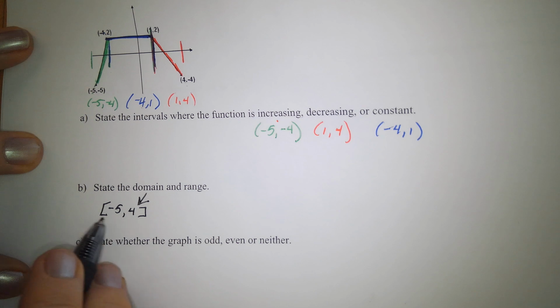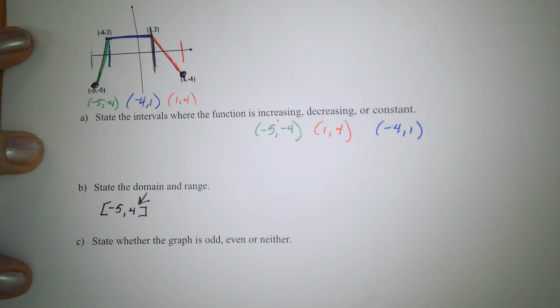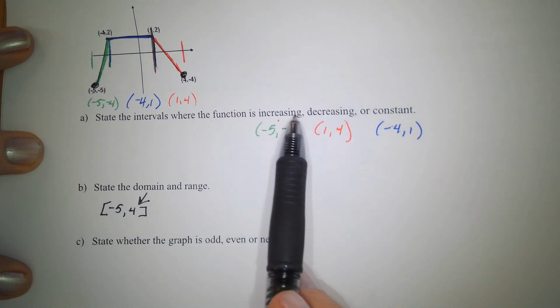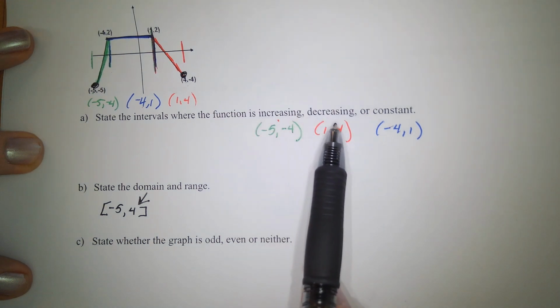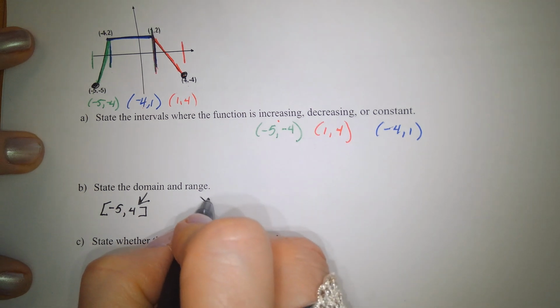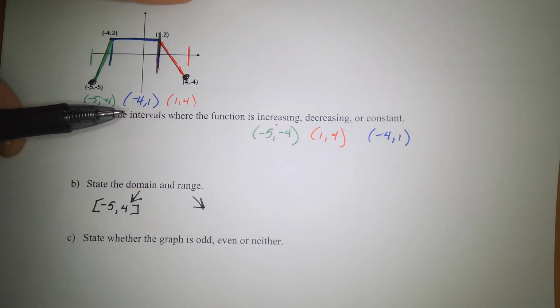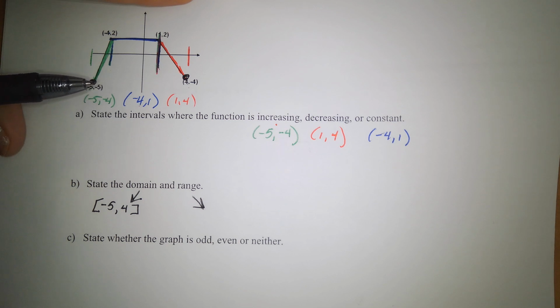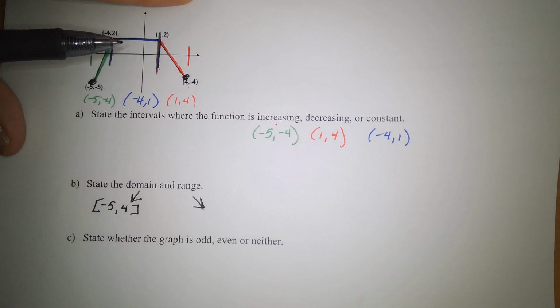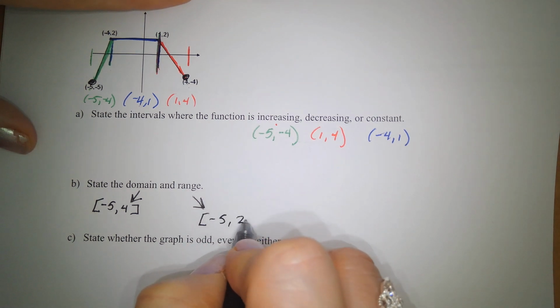Now notice I do include the endpoints for a domain because these are actual points on the end which are included. But we don't include the endpoints when we say that it's increasing or decreasing because they're a transition point. They don't belong to either side. The range is the values of all the y's. So we start at the very bottom. We see no y until we get to this point right here. This is the lowest point where the y value is -5. And then it goes up, and the highest point we see is right here where the y value is 2. So the y can be any number from -5 to 2.